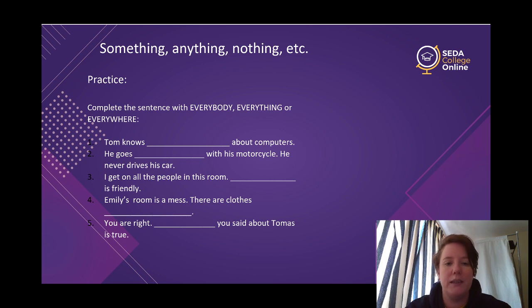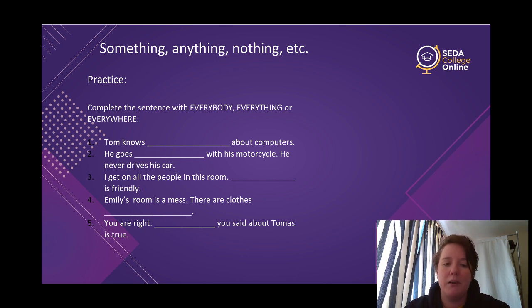Number 2, he goes with his motorcycle. He never drives his car. So where does he go with his motorcycle? I'm probably just giving you the answer there. Number 3, I get on with all the people in this room. To get on with people means you're very friendly or they're very friendly to you. So what's the missing word before is friendly?